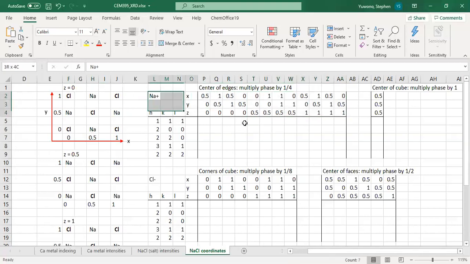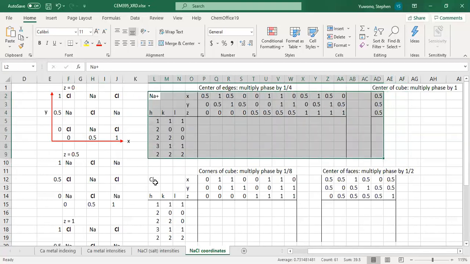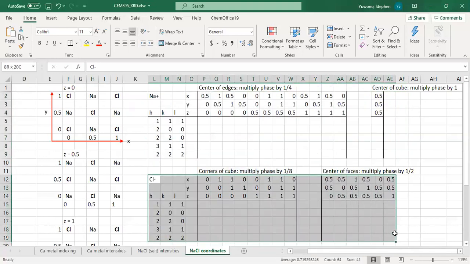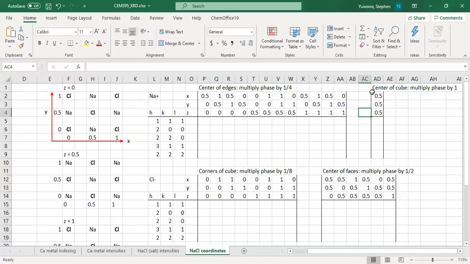You compile it for all of the ions that you have, and you want to make the table separate, one for sodium and one for chlorine, or one for sodium plus and one for chloride, to be more precise. In your case, it's going to be one for your cation, one for your anion. And you also want to separate the tables based on their location. So here I am grouping sodium that are on the edges together. So there should be 12 of these.